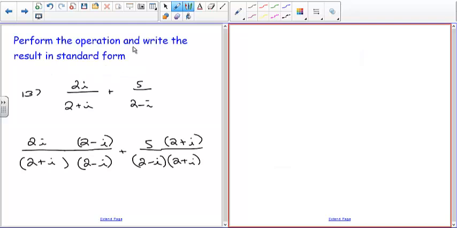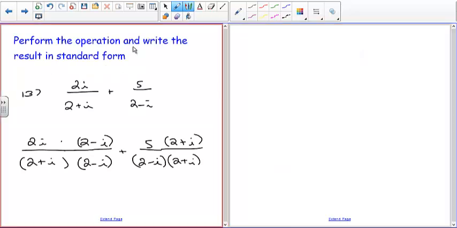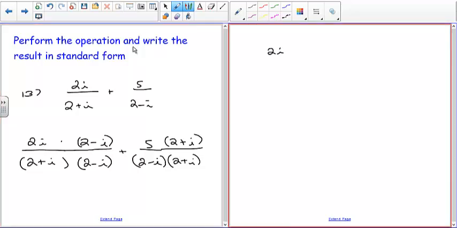Okay, so let's multiply this stuff out. So here we can just distribute the 2i to each one of those. So you'll get 2i times 2. So that's this first product. Then you'll get negative i times 2i. Okay, so that's the first.